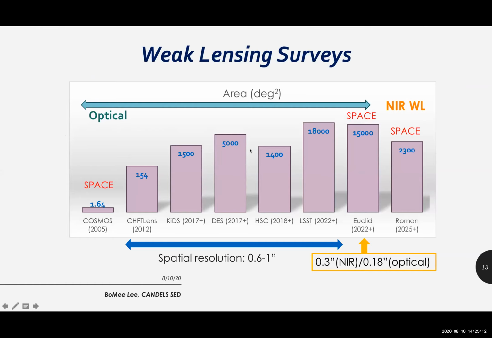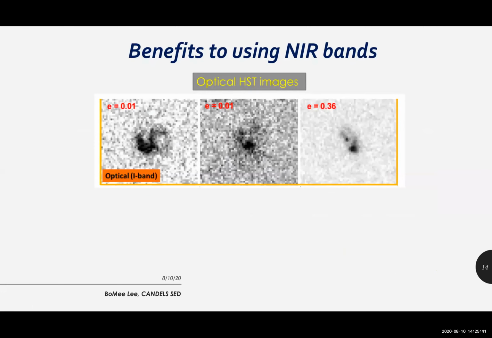And Euclid near-IR has worse spatial resolution than the Euclid optical. However, it is definitely better than ground-based telescopes, having normally 0.6 to 1 arcsecond PSF full width at half maximum. Then simply thinking, okay, Euclid will image billions of galaxies with near-IR imaging as well, so why can we not use those near-IR images to measure galaxy ellipticities for weak lensing? There are other benefits to using near-IR bands for shape measurement.